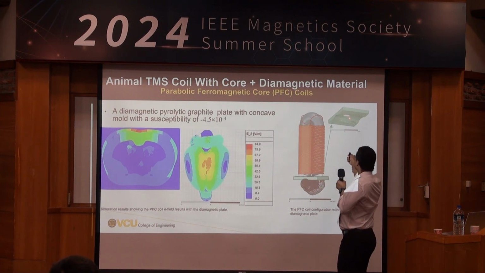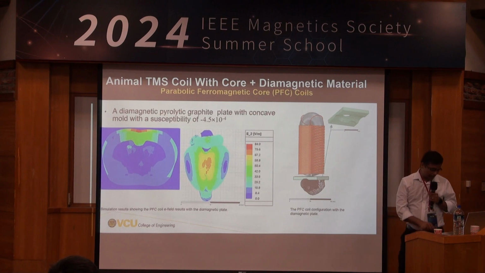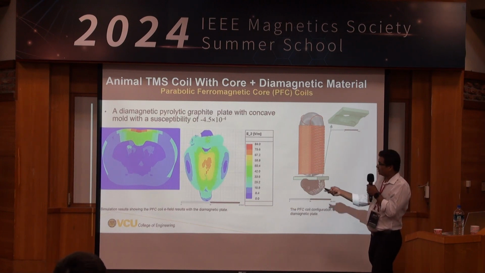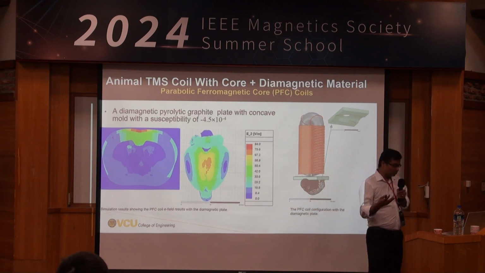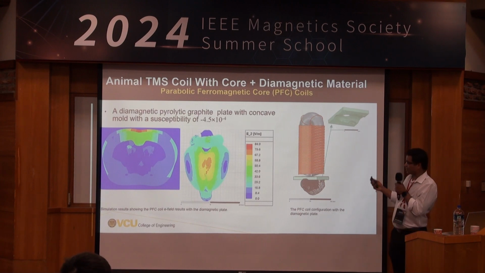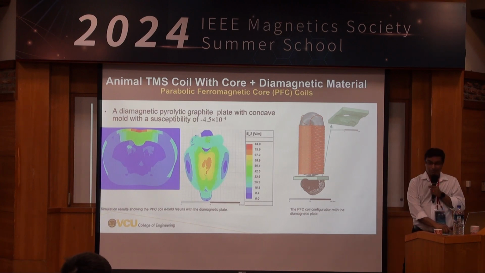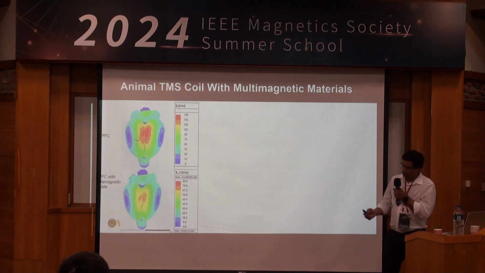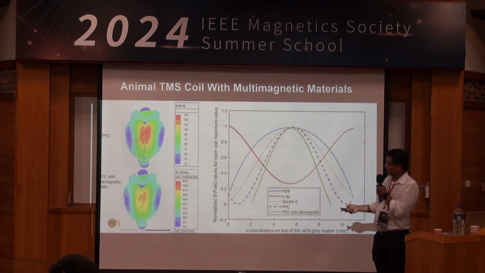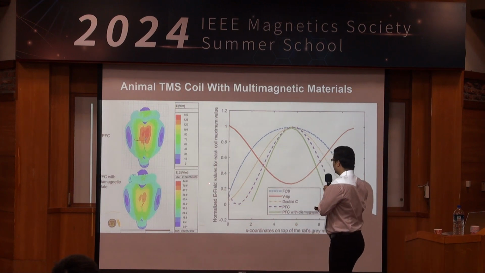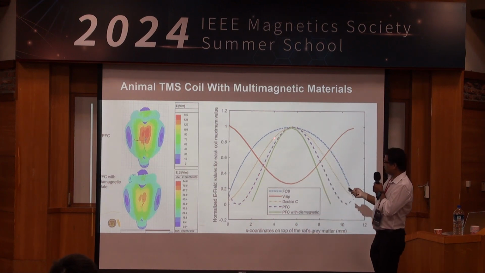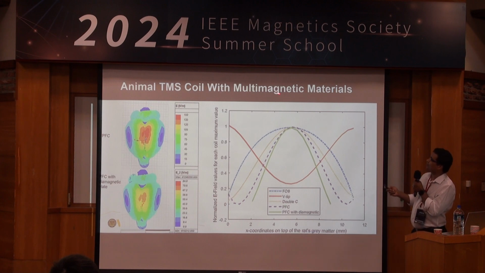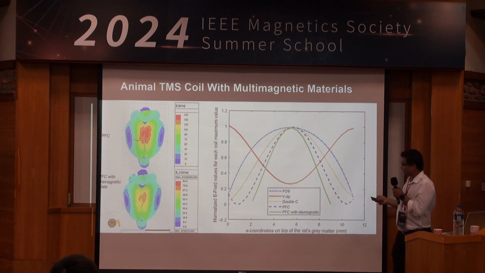So because of that, we used a diamagnetic plate which has very high negative susceptibility. This is pyrolytic graphite. So when we use a diamagnetic plate, this is what we find. This is a misnomer, multimagnetic material coil. A diamagnet is not a magnetic material.